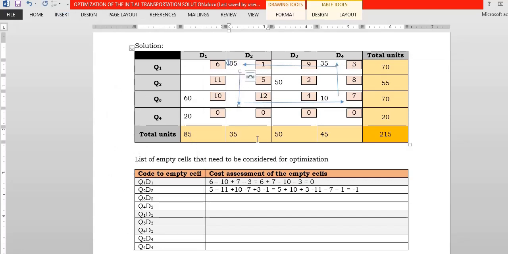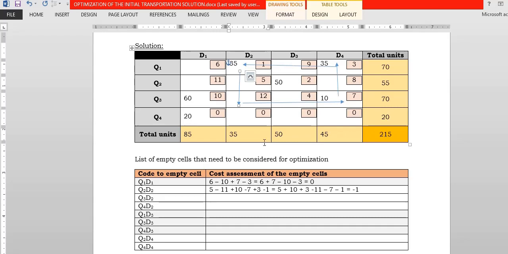So you must make sure that wherever the line is making a corner, there is an allocation except for the empty cell that you're trying to assess, okay? That's the only one which is allowed to remain empty. The rest must have something in them, okay?